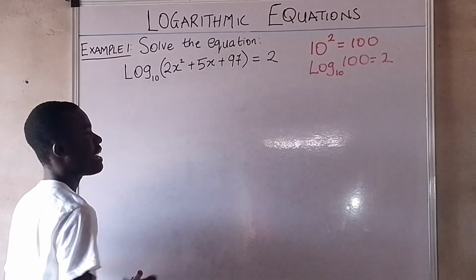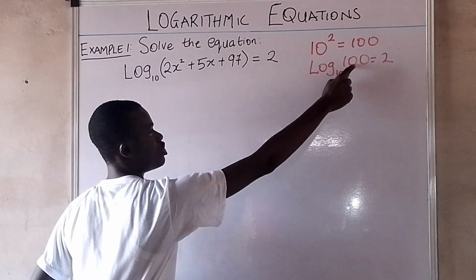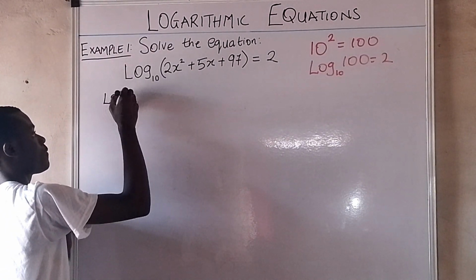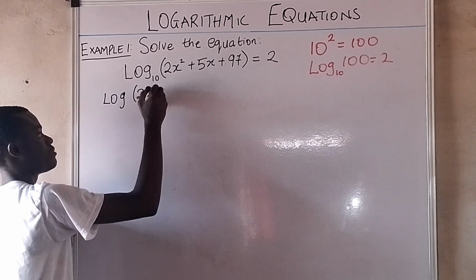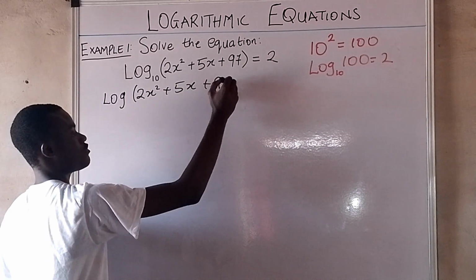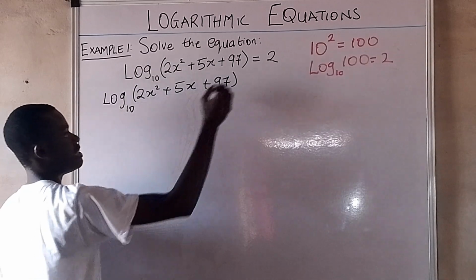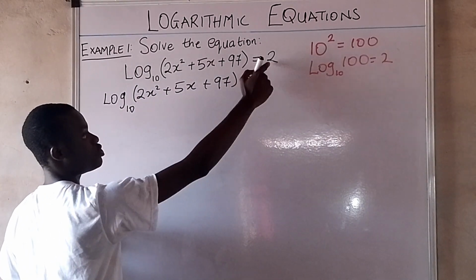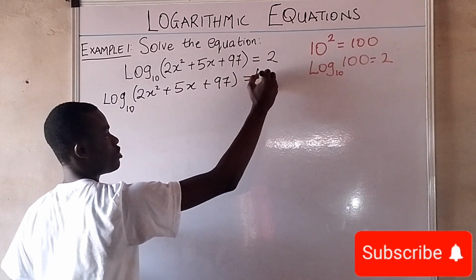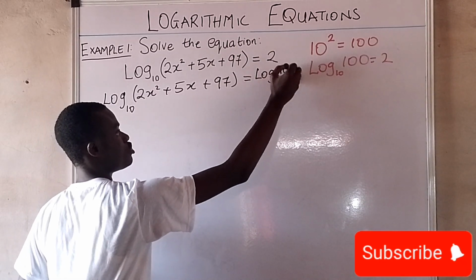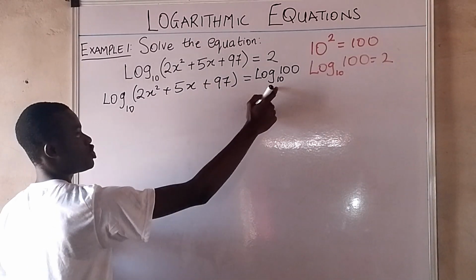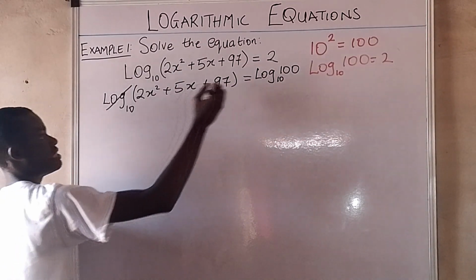So what does that mean? I can replace 2 with log 100 in base 10. So I'm going to write this equation now as log of 2x squared plus 5x plus 97 to the base of 10 is equal to, I'm no longer going to write 2 but log 100 in base 10 because it also means 2. So this becomes log 100 in base 10. Now the base on both sides of the equation are similar. Now I can eliminate the base.